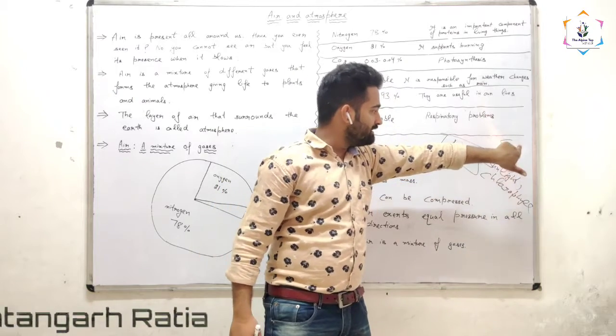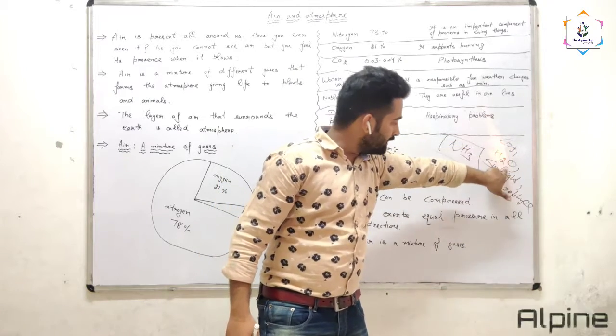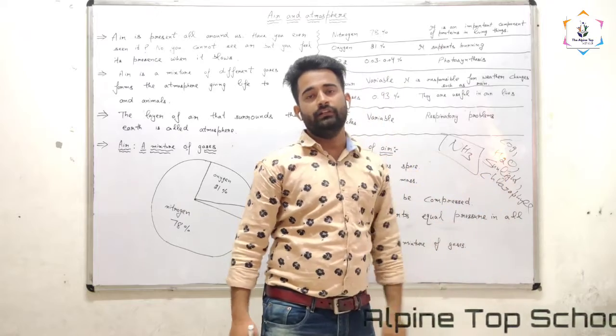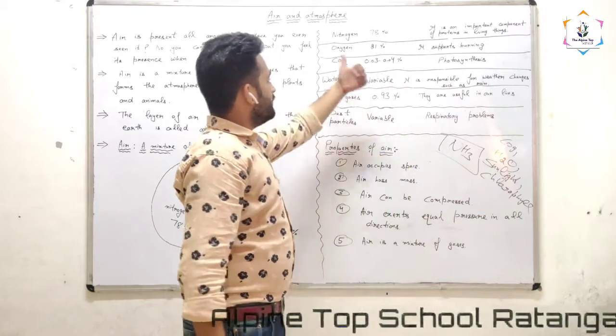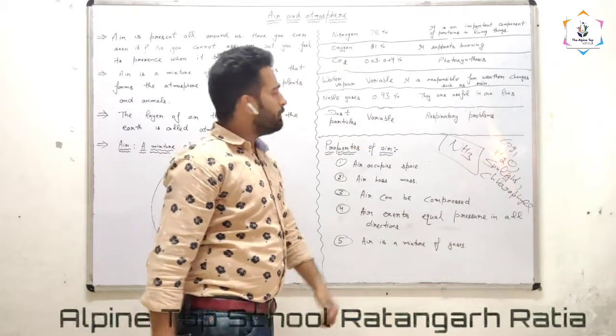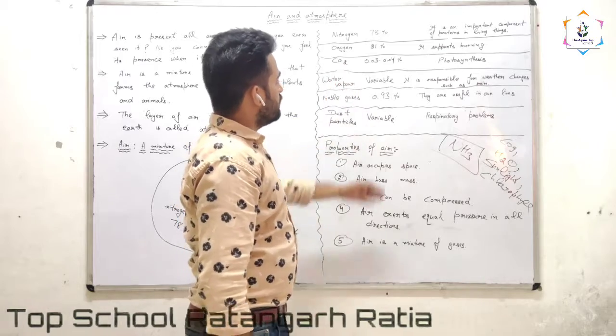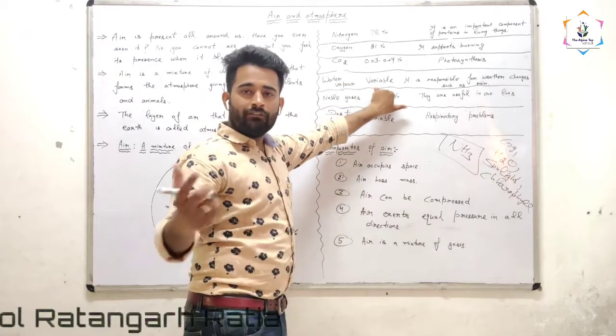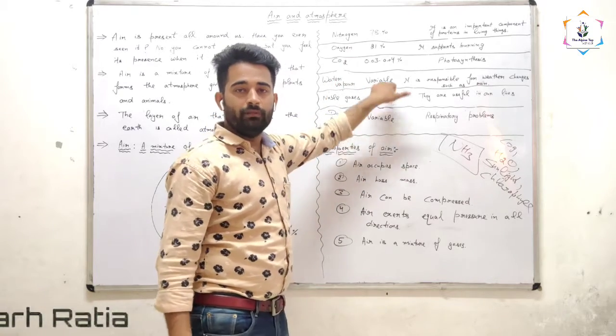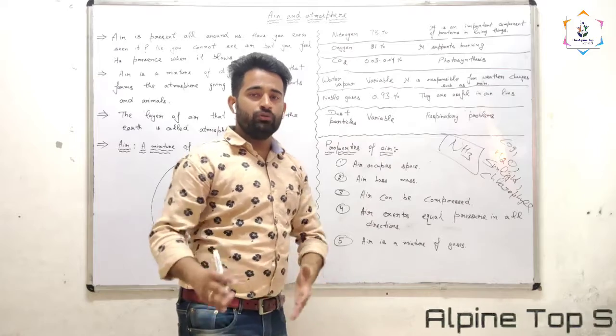Means for photosynthesis, carbon dioxide is needed, water is needed, sunlight is needed, and chlorophyll is needed. Means the main component here is CO2. We are discussing the CO2. Next thing is water vapor. The amount of water vapor is not fixed. It is variable. Means it changes from time to time.